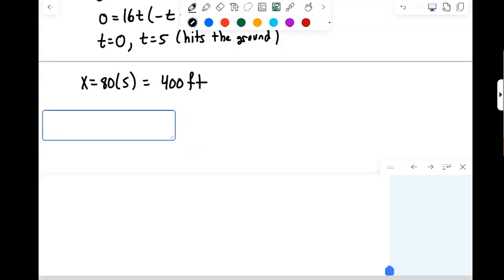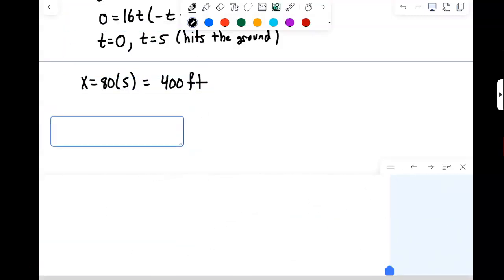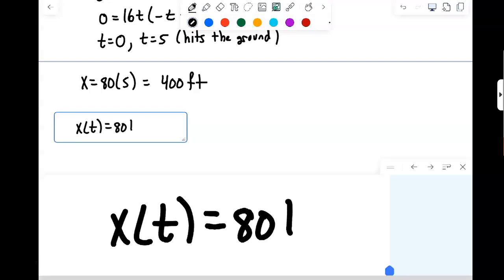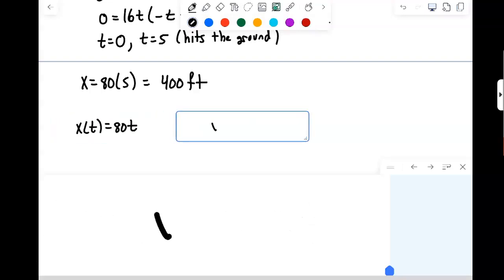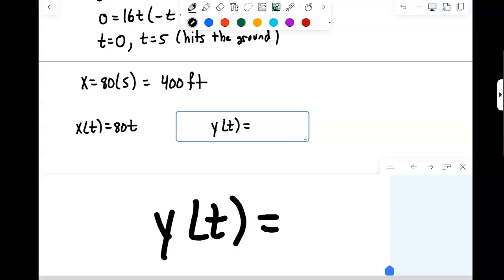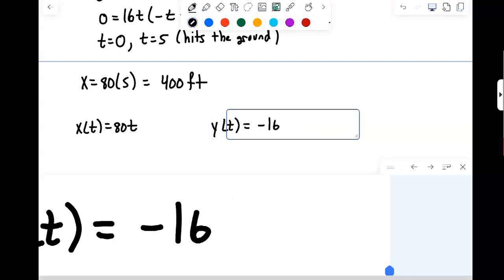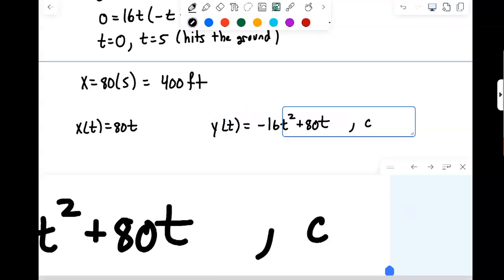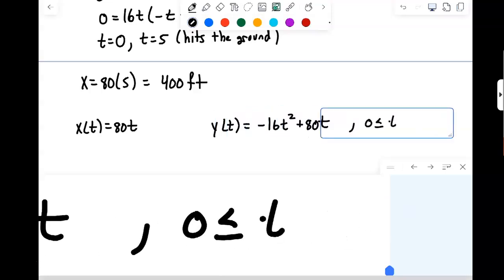So we could describe the equations as follows. x of t equals 80t, y of t equals negative 16t squared plus 80t, and this would be as t ranges between 0 and 5. After t hits 5, everything stops, because now the ground has interfered.